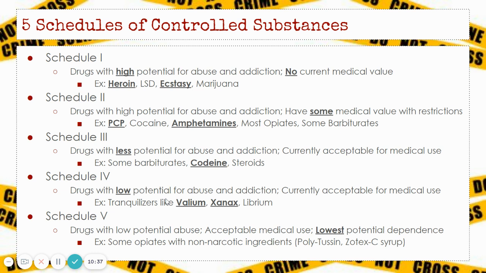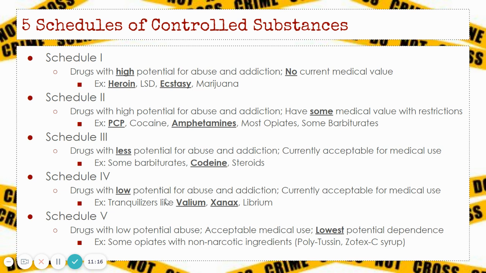So Schedule 1. These are drugs with a very high potential for abuse and addiction and no current medical value. So again, these regulations are set by the federal government, not the state government. Examples would be heroin, LSD, ecstasy, and marijuana is still considered a Schedule 1 drug, even though it is legal at the state level for recreational use and medical use. At the federal level, it is still Schedule 1. It is still considered to be of no current medical value. We'll talk more about that in class as well, the issues that are caused by that.